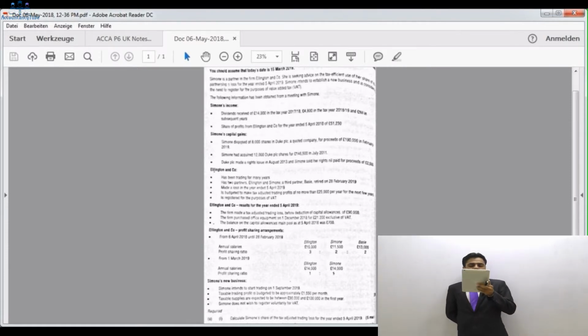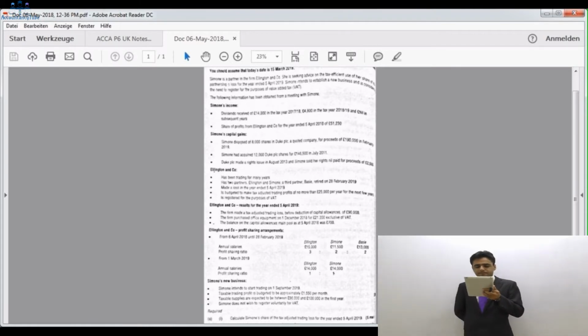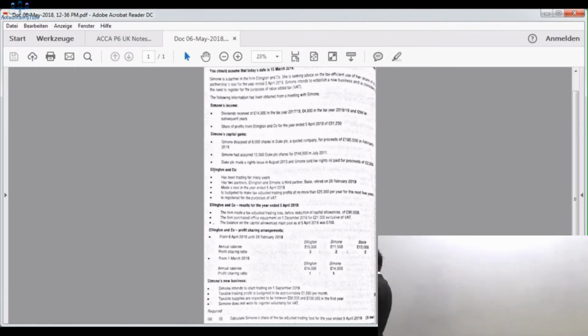Then after that, it says the balance on the capital allowance on the main pool. No, we have already seen that anyway. So the Ellington and Company profit sharing arrangement is given to us. Beneath that, annual salaries will be 15,000, 11,500, and 13,000 pounds for these partners. So they will be taking salaries as well, right? Now after that, it says profit sharing ratios are 3, 2, and 2, when there were 3 partners, and this information is up until 28th February 2019. And after that, from 1st of March 2019, annual salaries are £14,000 for the remaining 2 partners, and the profit sharing ratio is equal as well.